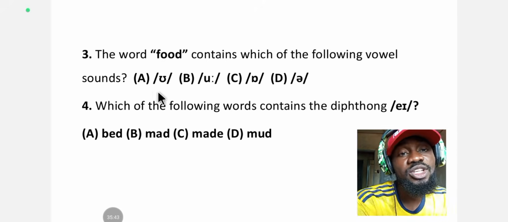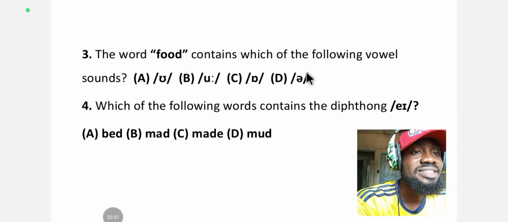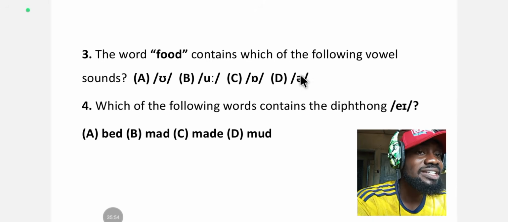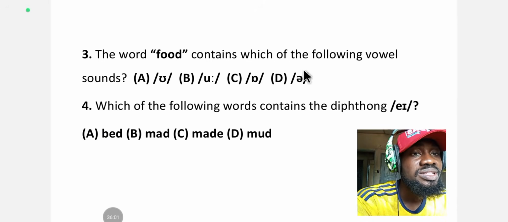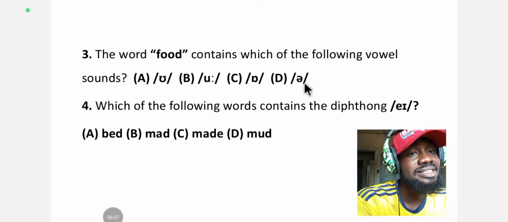Well, let's read the options. A, this one. B, this symbol. C, this one, this symbol. D, this symbol. Remember this D here. When you have an E inverted like this, the symbol sounds as a different vowel when it's inverted. But when the E is straight, like normal E, it sounds as E. This one, when O is written like this, it sounds as O.